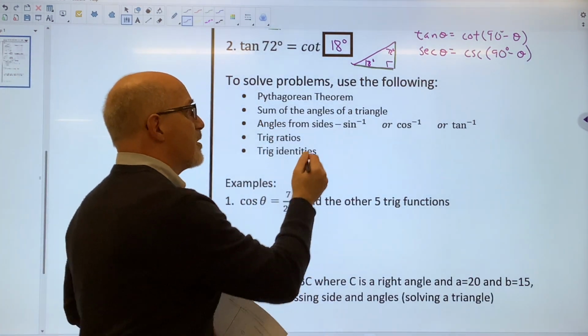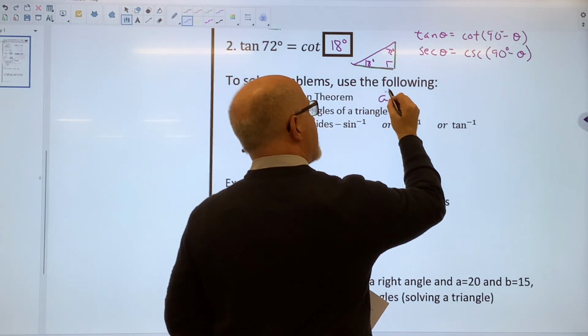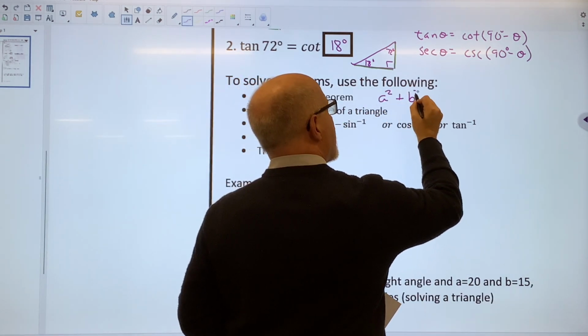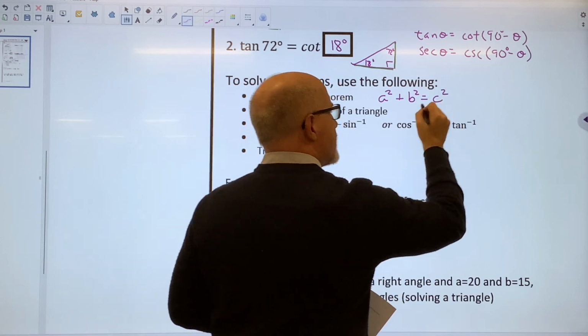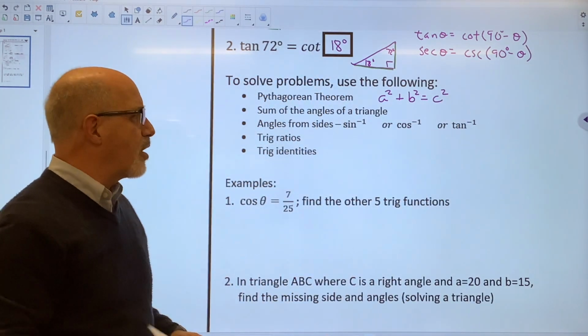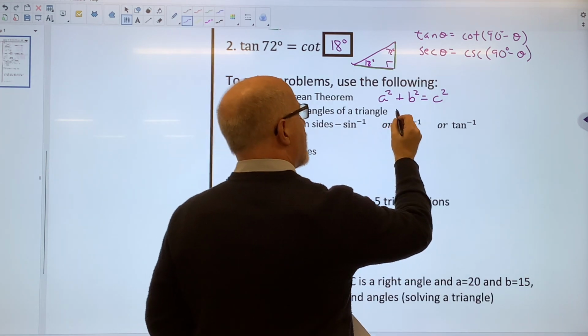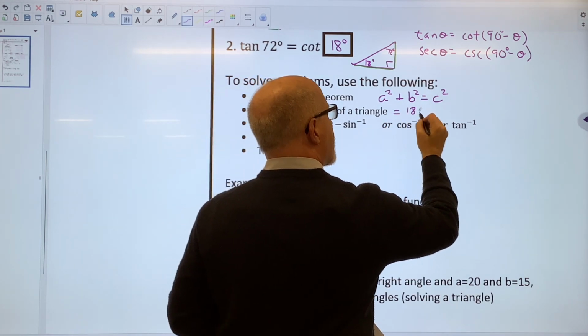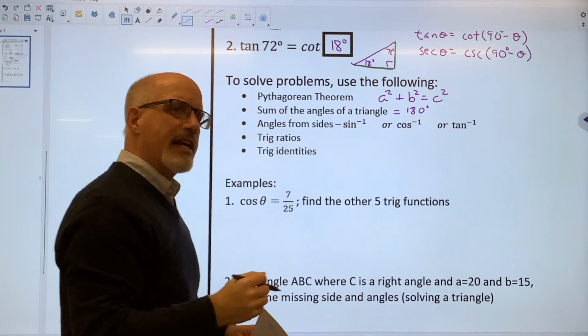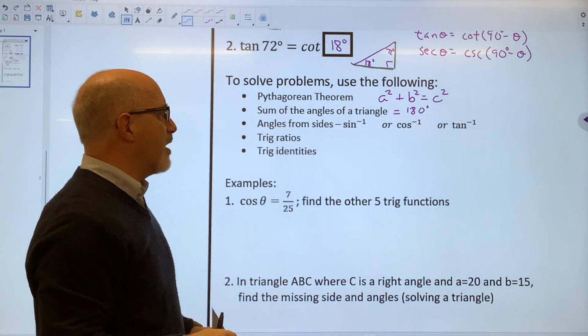We're reminded to use the Pythagorean theorem, which is that a squared plus b squared is equal to c squared, where c is the hypotenuse of the triangle. We also remember that the sum of the angles of a triangle equals 180 degrees. We'll use that fact at times to find an angle or two.